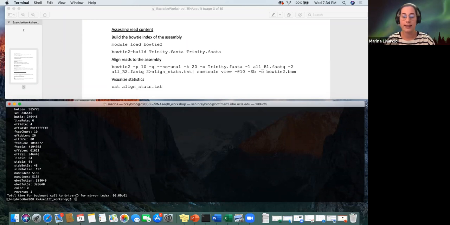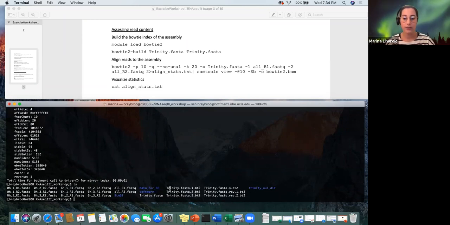Okay, so if we press ls, you're going to see some more files here. So this is our original assembly. And then we have these Trinity FASTA BT files, and this is actually the index itself. It's within these files, and Bowtie, in the next step, will use these files to be able to easily find whatever it needs to find within the assembly. Okay, so now we're ready to align the reads.